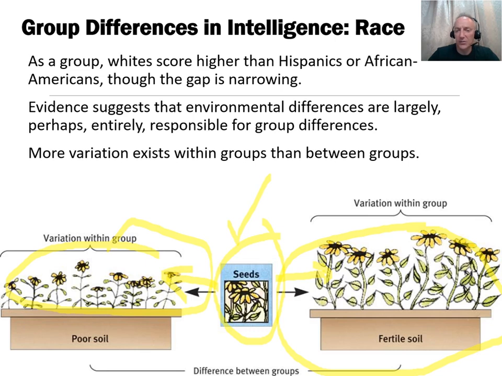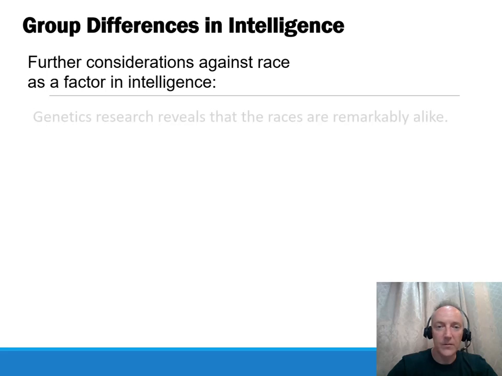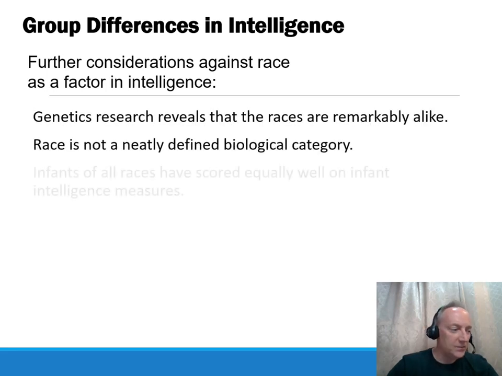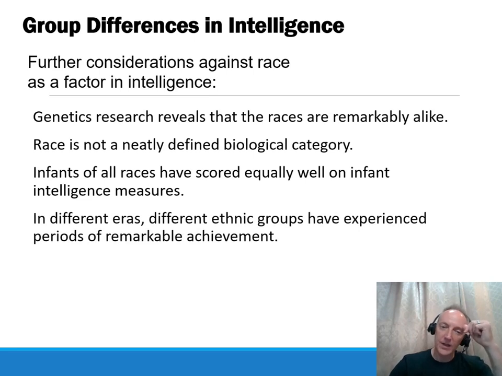It has nothing to do with anything inherently different about the seed. It has to do with environment. And the same analogy is useful for understanding these racial differences. Not that there's anything inherently different in the races, it's about the environment. Other things to keep in mind is that race is very arbitrary. There's no biological marker for race. At a genetic level, we're all pretty much the same.